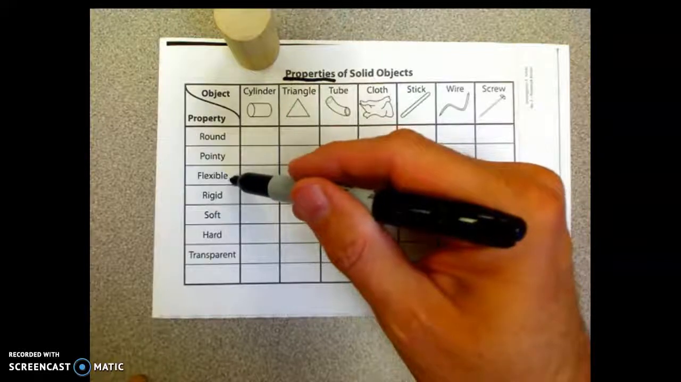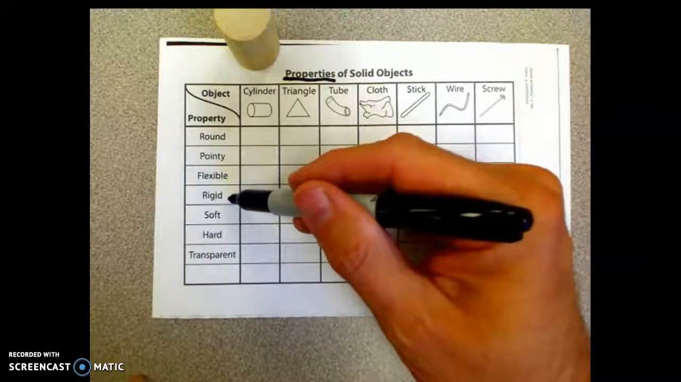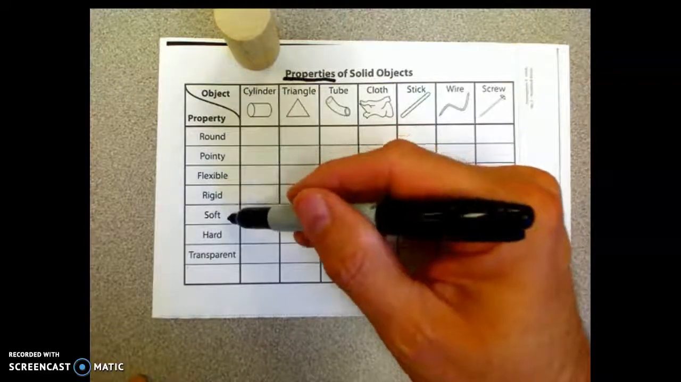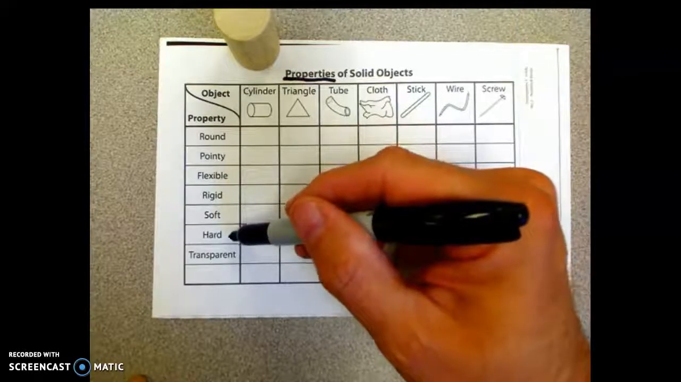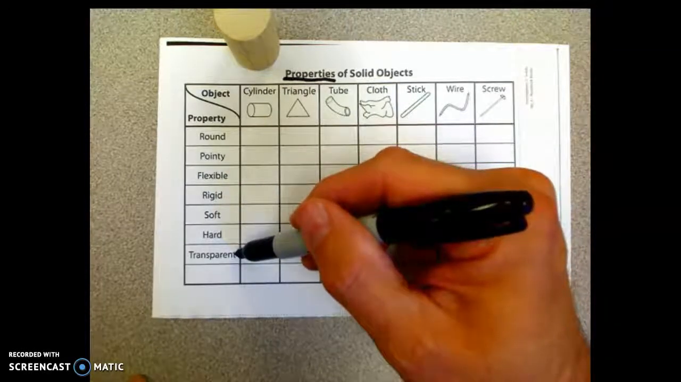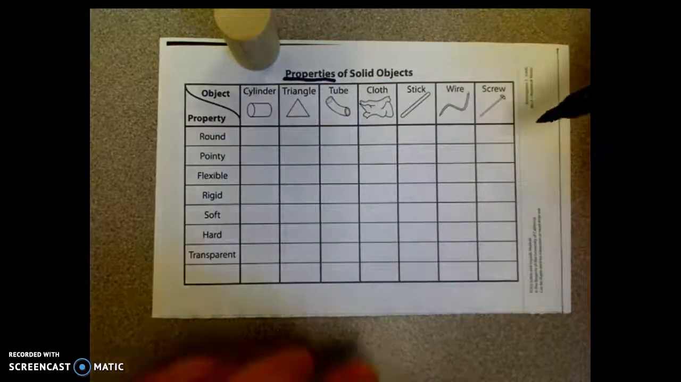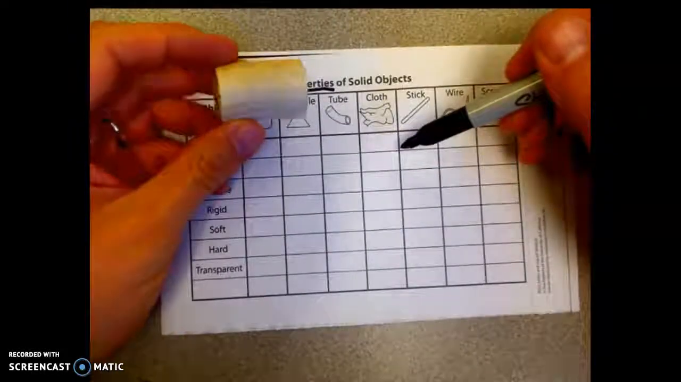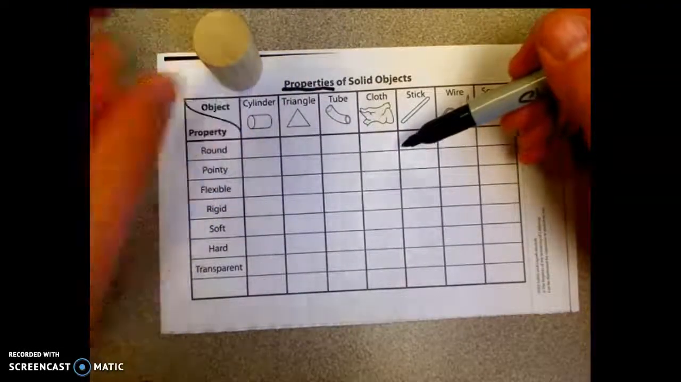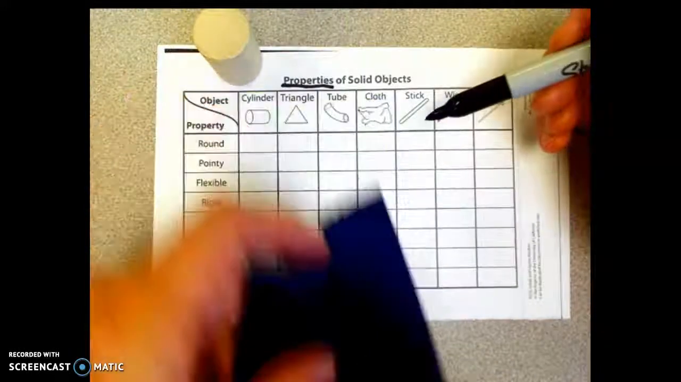And flexible means it can bend. Rigid means it's stiff and it doesn't like to bend. Soft, you know what that means, hard. And then there's transparent, which is another way to say see-through. So what we can do is you and your partner can do one object at a time, or you can do all of the objects for one characteristic.